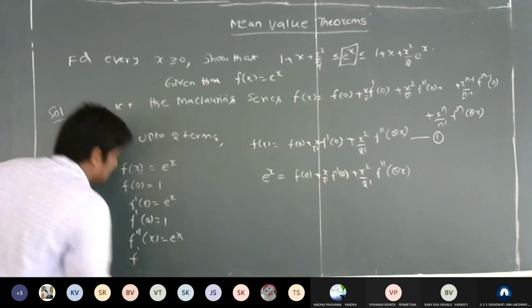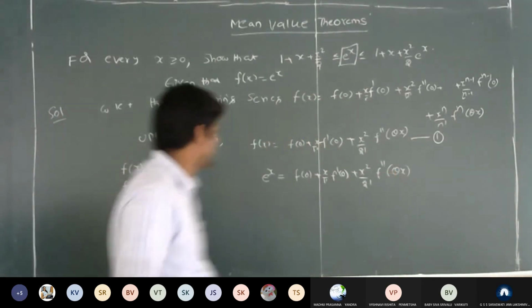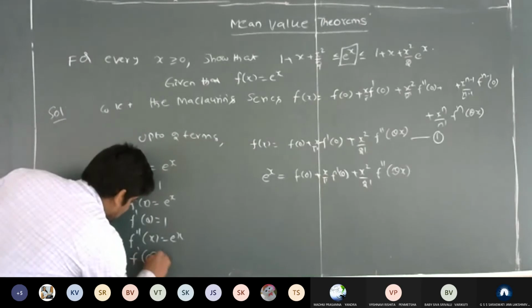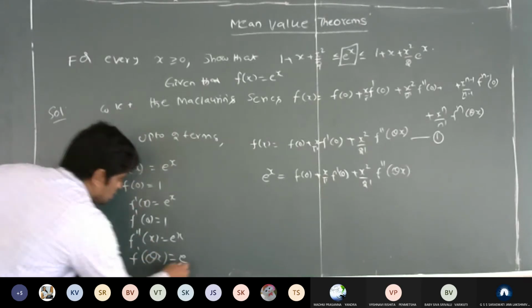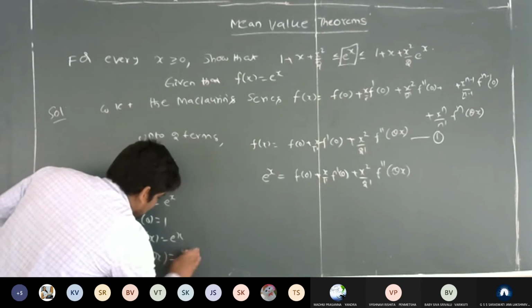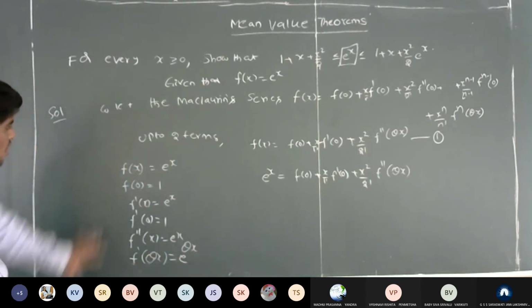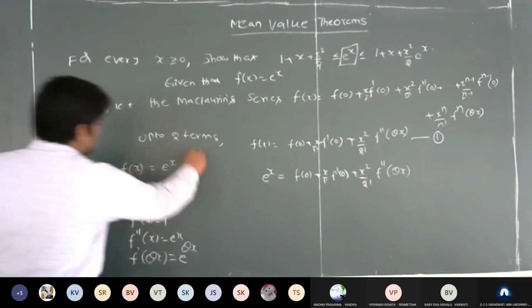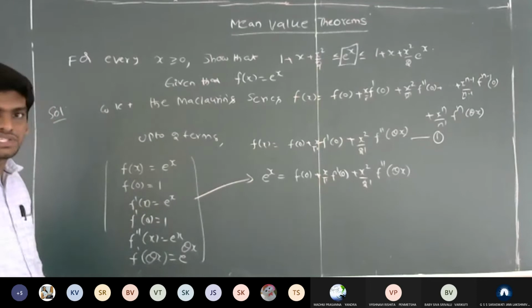But in the last term we have f double dash of theta x. It is very, very important. So in f double dash of theta x, in place of x we have theta x, so it is e power theta x. This is very, very important. Now we have to substitute all these values in this Maclaurin series.